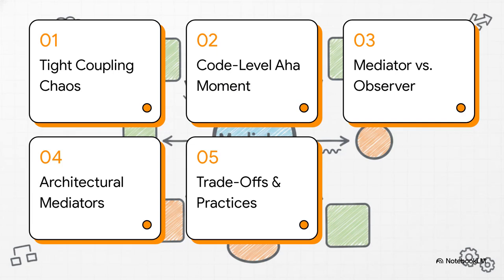Okay, real quick, here's our roadmap for this explainer. First, we'll look at the chaos of tight coupling. Next, a code-level aha moment. Then, mediator versus observer. After that, we'll scale it up to architectural mediators. And finally, we'll wrap with trade-offs and best practices.